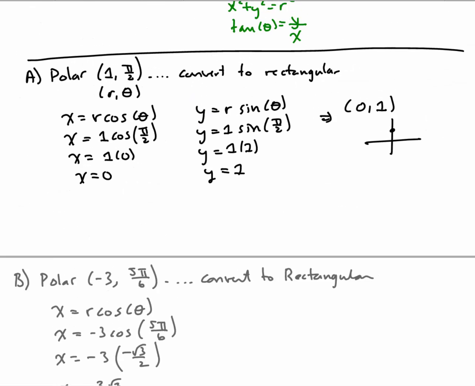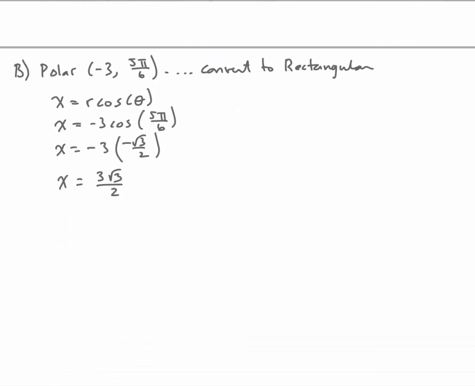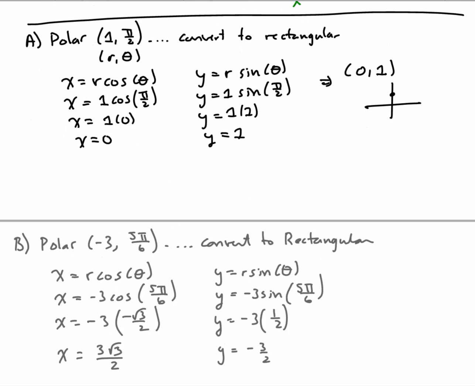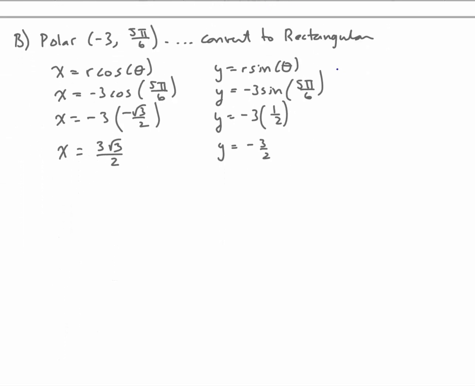Now just like we did up here, we now do y equal r sine theta. Plugging in my values, r is -3, theta is 5 pi over 6. 5 pi over 6 is in the second quadrant where sine is positive, so the sine of pi over 6 is positive 1/2. So my y value then is -3/2. So just like we did up here, let's go ahead and plot this. So my ordered pair is (3 root 3 over 2, -3/2).